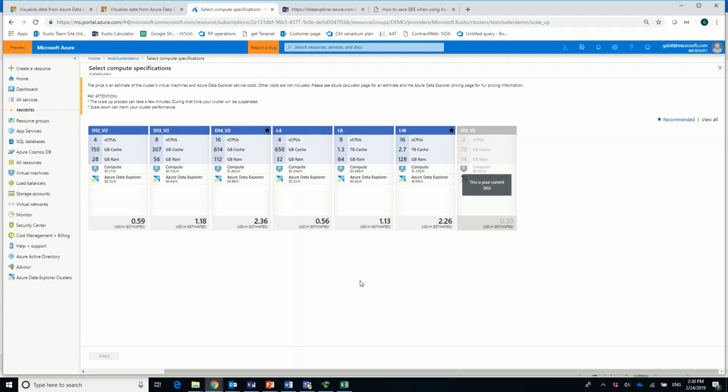So when considering which SKU you're planning to use, you should understand first the scenario and how much data you are planning to have on your hot cache. For that purpose, we've built Azure Data Explorer Calculator, which helps you estimate your monthly and yearly cost of your cluster.